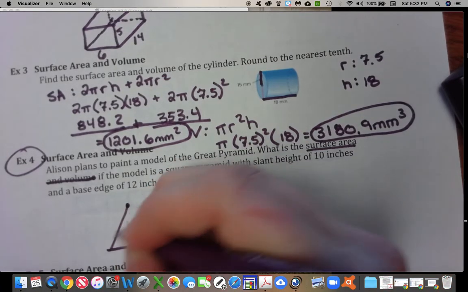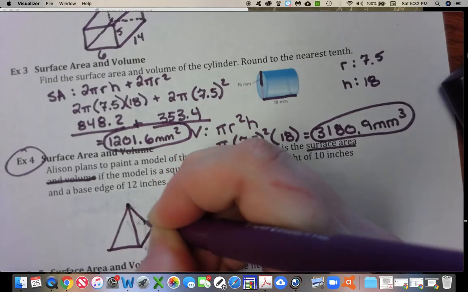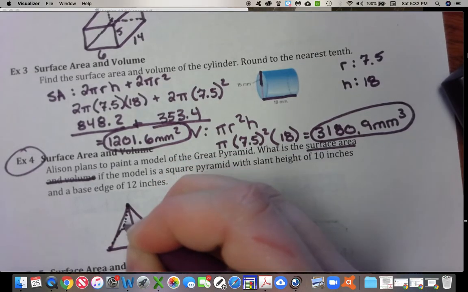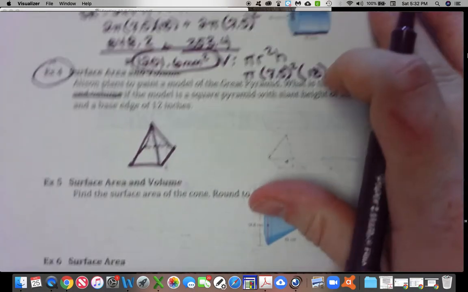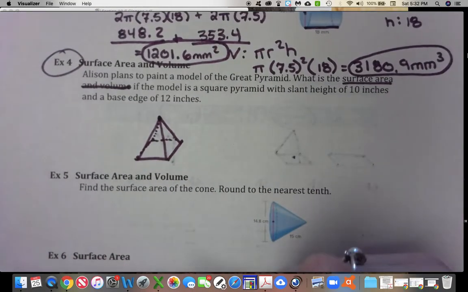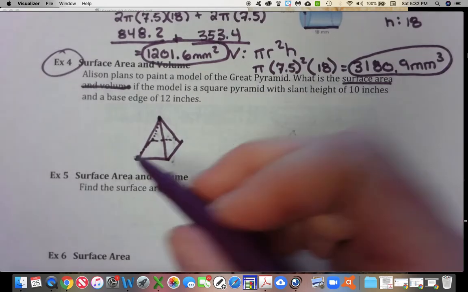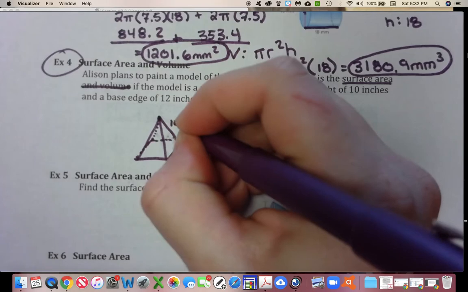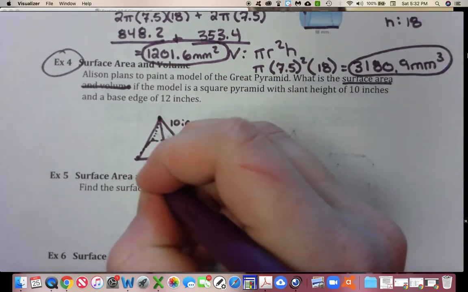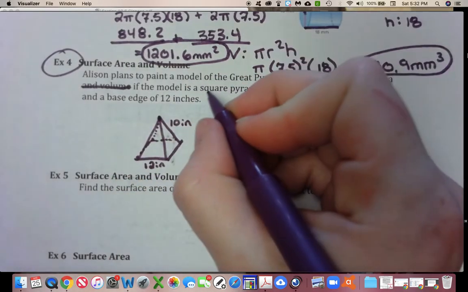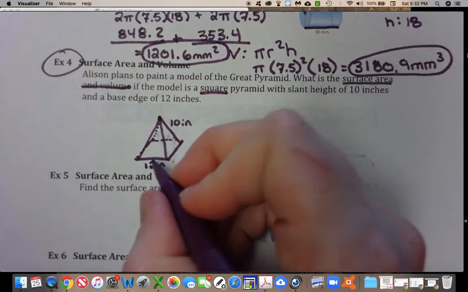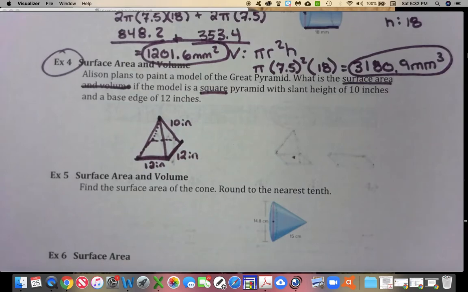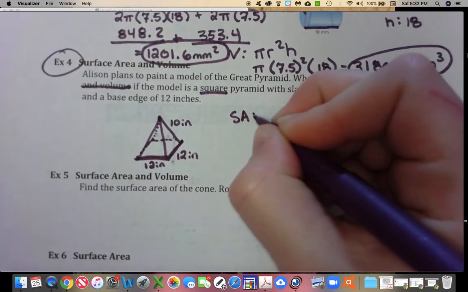Here's what he's going to look like. My bottom guy is a square. Something of that nature. Okay, don't spend too much time trying to draw the thing. But there's my figure, and its slant height is 10 inches, and the base is 12 inches. Okay, but since it says that it's a square pyramid, I know that this length is 12 and this length is also 12. Okay, so just find the surface area, and I'll have you do that question now.